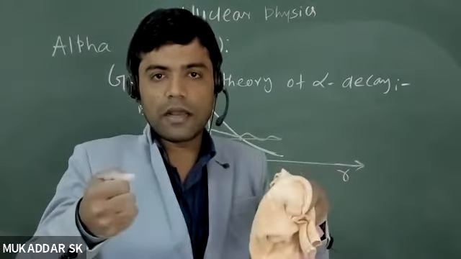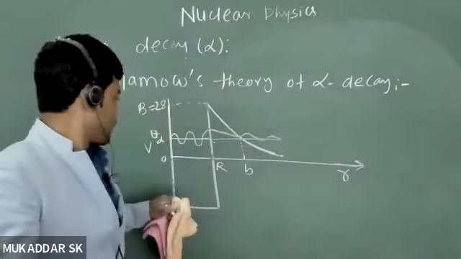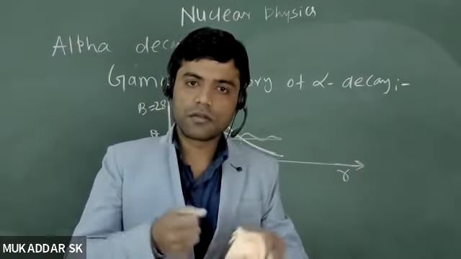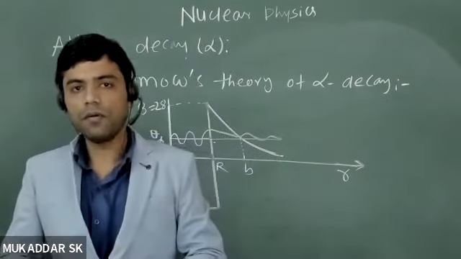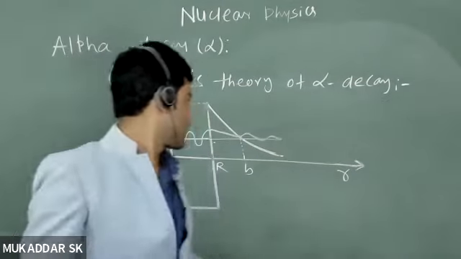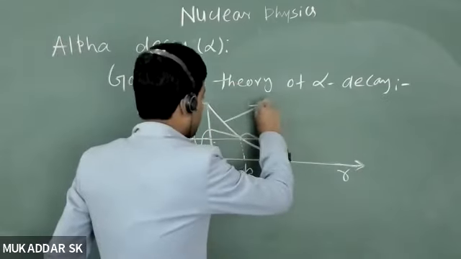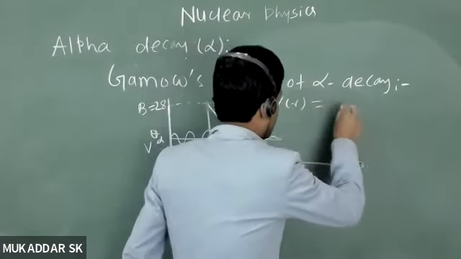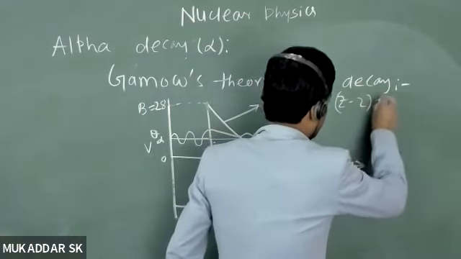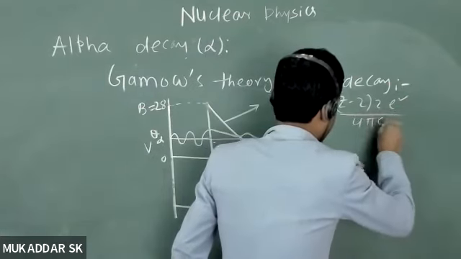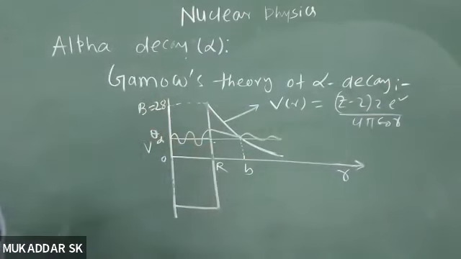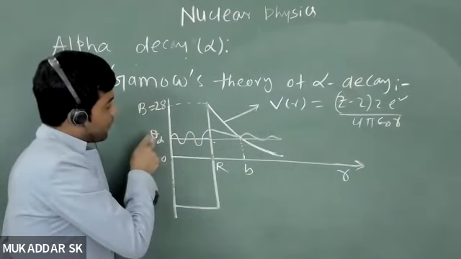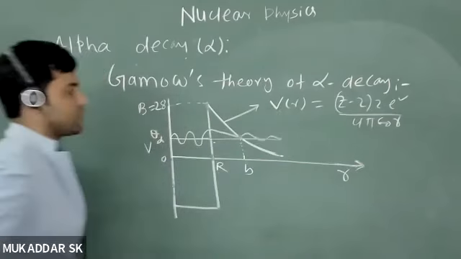Once the daughter nucleus has escaped and the alpha particle has gone a little far, there will be no nuclear force, only Coulombic force, because nuclear force can act only up to a distance of 2.5 femtometer. This nature is arising because of Coulombic repulsion, and if I define that Coulombic repulsion, V at R, that will be (Z minus 2) into 2 e square by 4 pi epsilon naught. So at point B, the kinetic energy of the alpha particle is matching with this Coulombic energy.